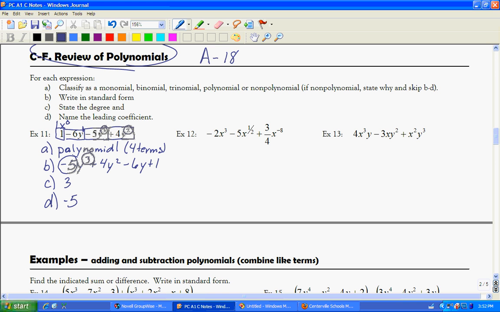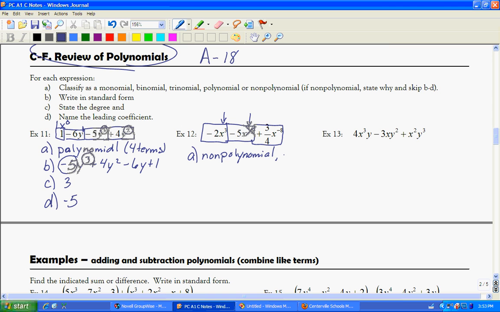Okay, let's take a look at example 12. Again, we have a bunch of different terms. So we have negative 2x cubed, negative 5y to the 1/2, and a positive 3/4 y to the negative 8th. Well, look at the exponents. Do we have all whole numbers? Well, if we look, 3 is a whole number. That's good. Is 1/2 a whole number? No, it's not. It's a fraction. So this makes it a non-polynomial. So we're going to answer A as non-polynomial.